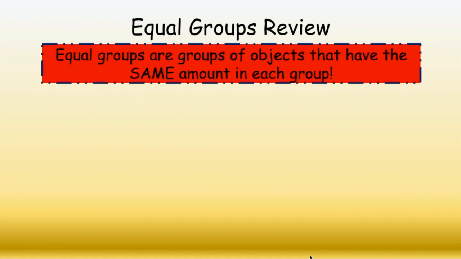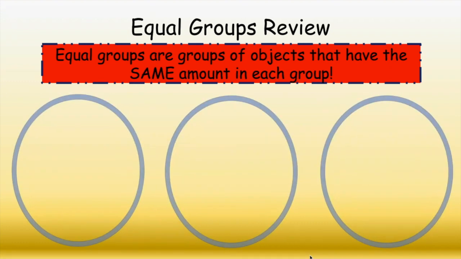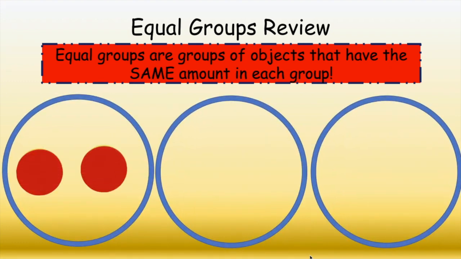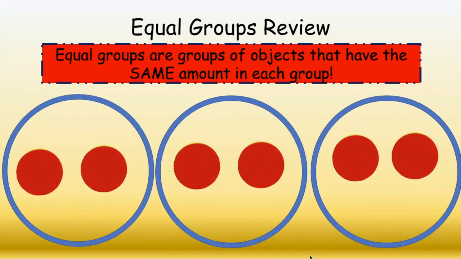Let's review equal groups. So once again, equal groups are groups of objects that have the same amount in each group. So the objects are together in a group, and each group has the same amount, kind of like this. So I have 3 groups, 2 in each group. So these groups are equal because there are 3 groups, and then each group has 2.